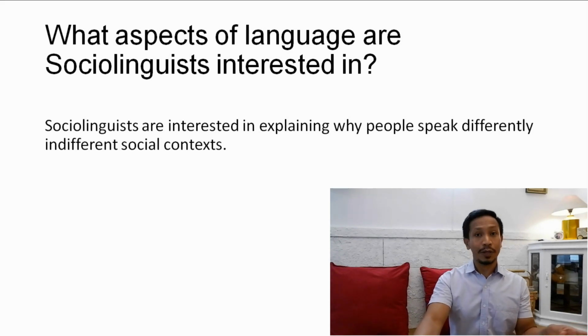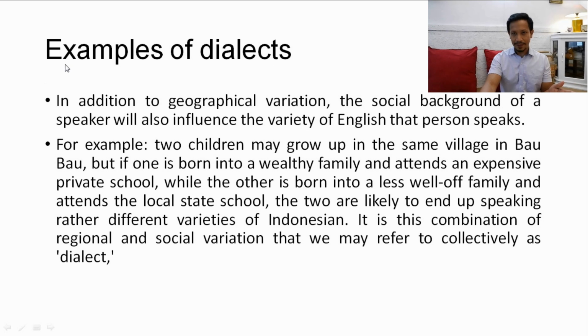Now, let's talk about examples of dialects. I think this is very important. A dialect is a variety of English which is associated with a particular region and or social class. To state the obvious, speakers from different geographical regions speak English rather differently. In addition to geographical variation, the social background of a speaker will also influence the variety of English that person speaks.